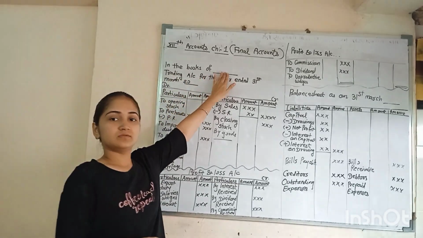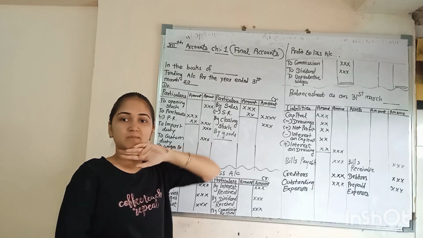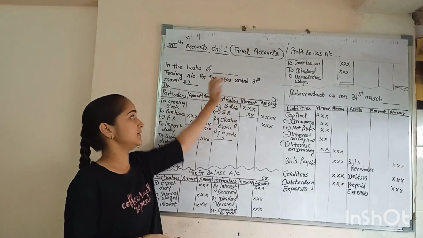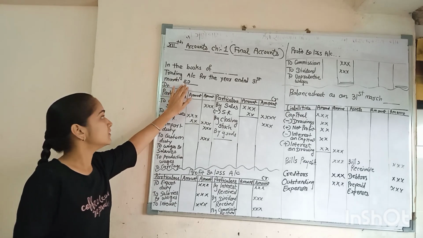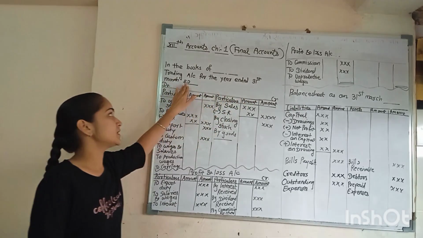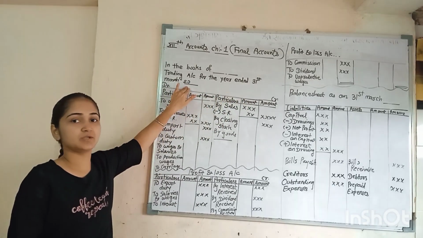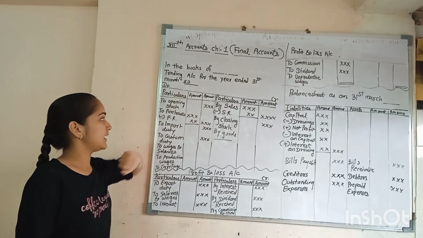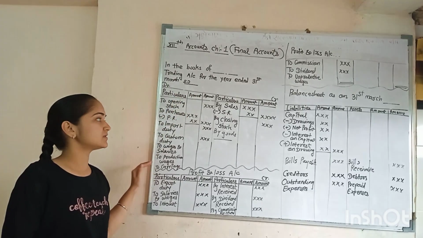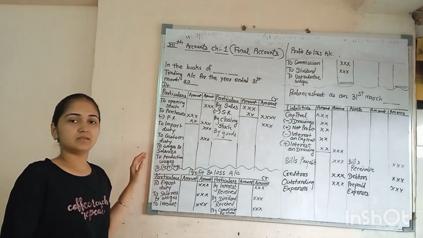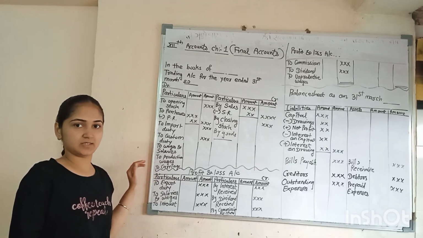In the books of whichever partner's name is given in the question, you have to write here. Then after that it is a trading account for the year ended 31st March, whichever year is mentioned in the question, you have to write here. Then there are some important things which I have written over here. So these are the very basic things that anyone can remember easily.